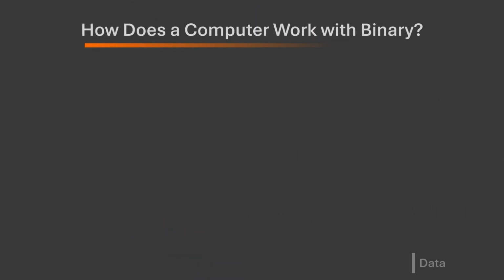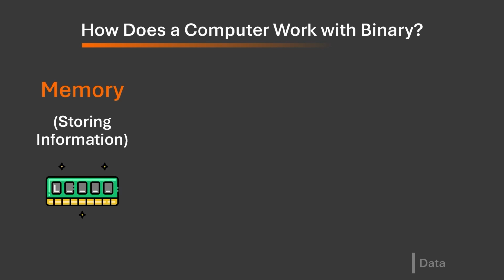So how does a computer work with binary? Let's start with memory, which is used for storing information. Inside your computer, there are memory chips, which act as a giant filing system that can hold only two options, either 0 or 1. When we save a photo, a document, or a song, the computer is storing that information as a long string of these zeros and ones.